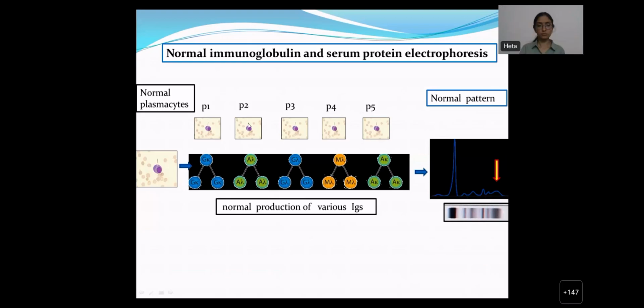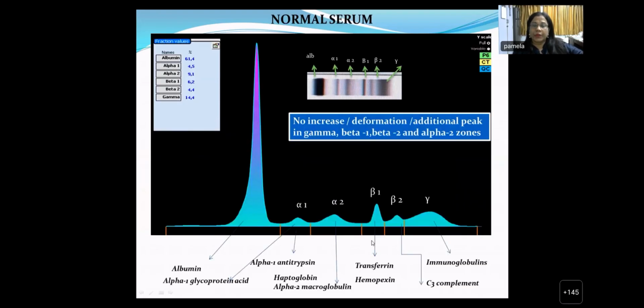These are all normal plasma cells, which produce normal immunoglobulins, each programmed for a specific type of immunoglobulin. So in a normal person, the normal production of various immunoglobulins gives you a pattern like this. This is an electrophoregram, and this is the electrophoretic pattern, which I will show you in detail in my next slide. What I'm trying to show is that the normal production of immunoglobulins appears as a very small hump in the gamma region, which is explained here.